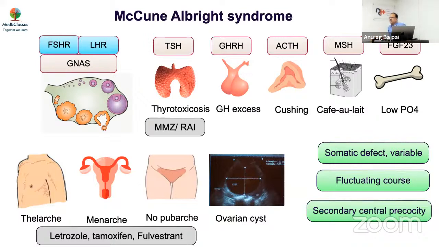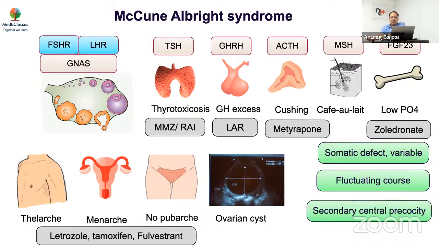Then if you have thyrotoxicosis, you use methimazole or radioactive iodine. GHRH, of course, it's long-acting, it's a hyperplasia, so you can't do a surgery. So you have to think of a LAR or a pegvisomant group of drug, which will be there. For ACTH, you have to use metirapone or you can use ketoconazole. Really, you might need an adrenalectomy, which is there.